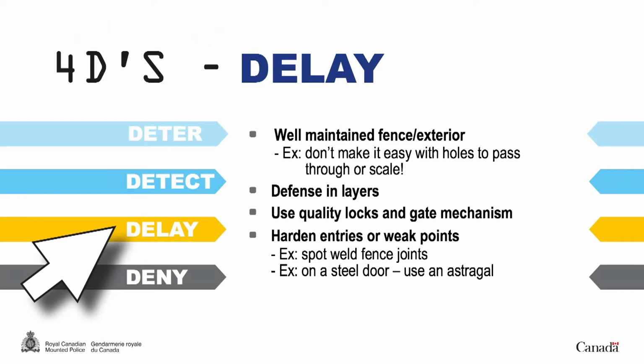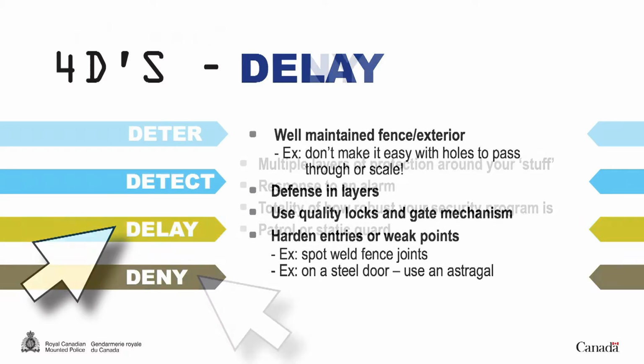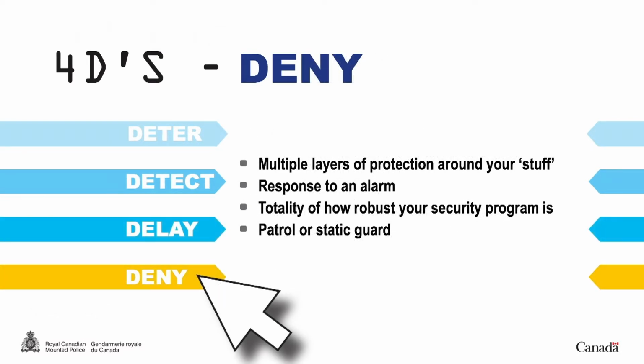A lot of crimes are committed on properties that have holes in fences or holes that have not previously been repaired. These are making easy access points for either the same criminal to return or for future criminals to have easier gain to your property. The 4th D is deny. Use multiple layers of protection around your stuff. Use a response to an alarm. The totality of how robust your security program is, and patrol or static guard.